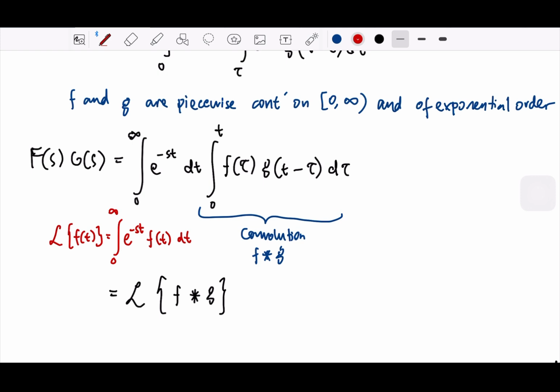So whenever we find functions that we could see have similar structures like this, we could directly write this f convoluted with this g. And if we have this part, then we just take the Laplace of this convolution.